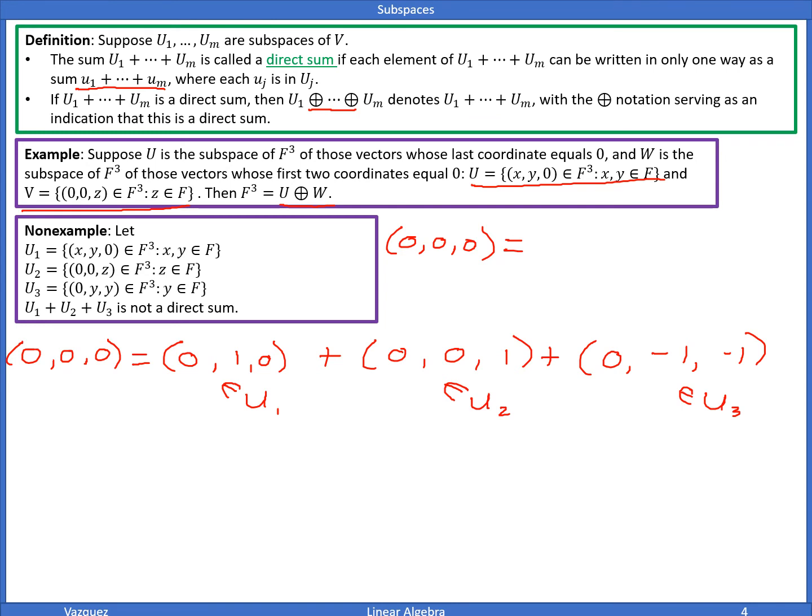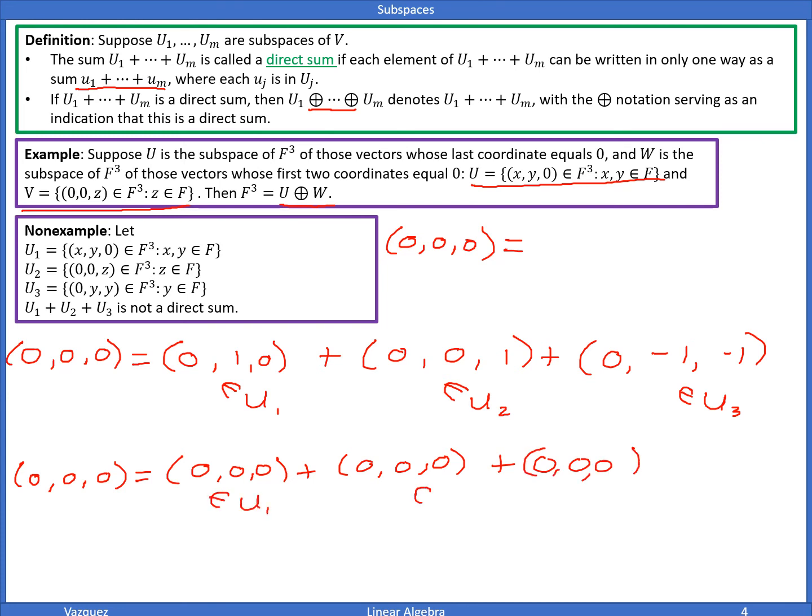But I could very well write 0, 0, 0 also as 0, 0, 0 plus 0, 0, 0 plus 0, 0, 0, where this again is in U1, this is in U2, and U3. So there's two different ways to write it. Actually, I'm just showing two ways. There's actually a bunch of, if not infinitely many ways to show that 0, 0, 0 is not unique. Right? We can write it a bunch of different ways. So that's why that is not a direct sum.